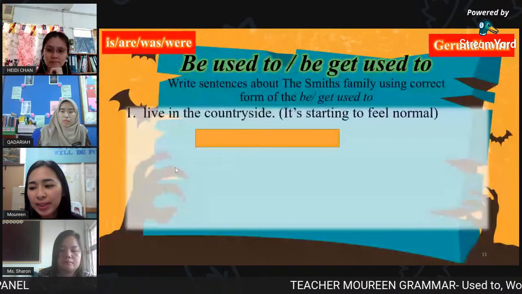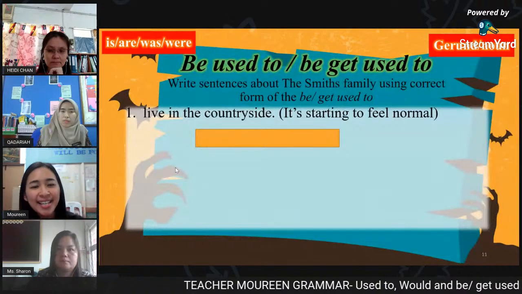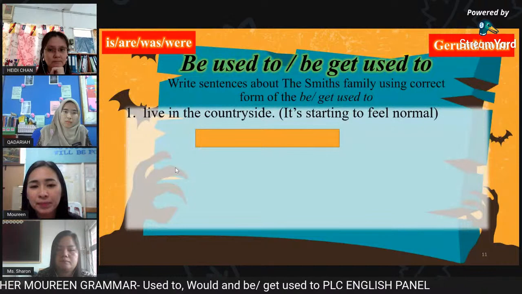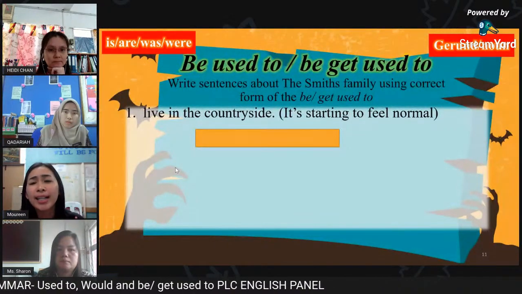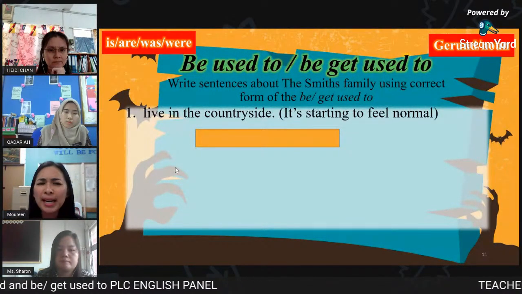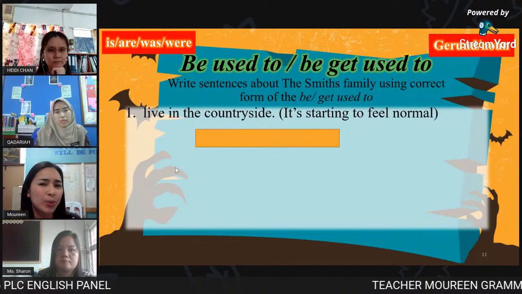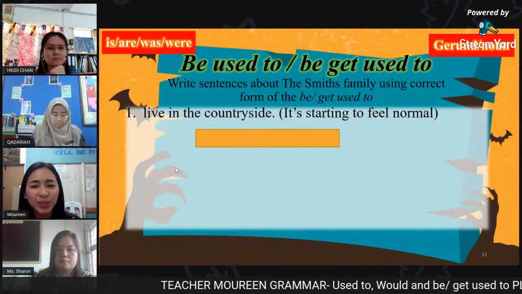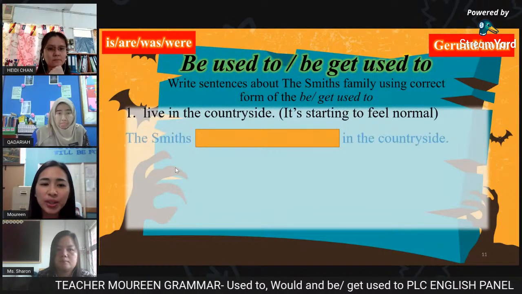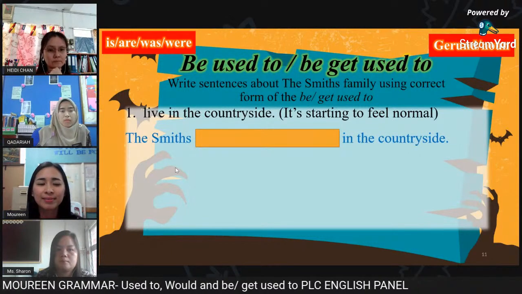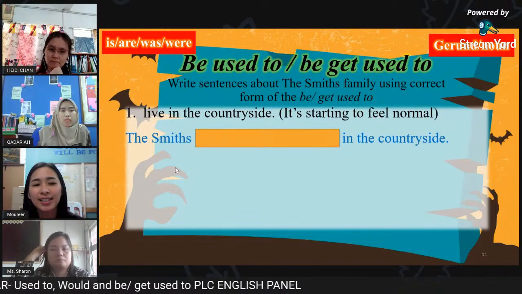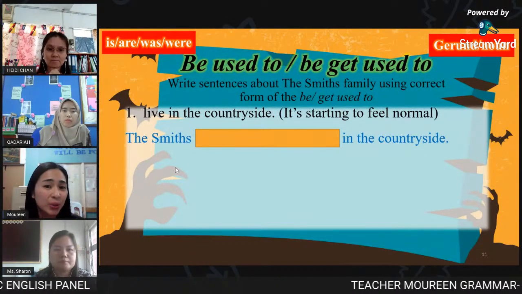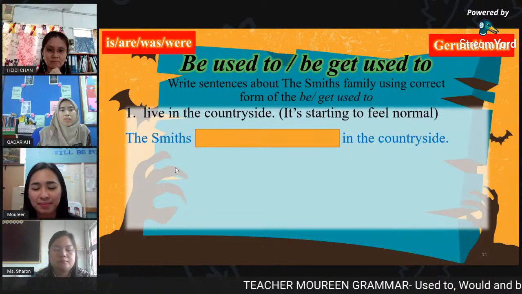So we are talking about the Smith family, class. So later the example should be about the Smith family. All right, so the Smith family starting to feel normal. The clue is given here. Starting to feel normal is be used to or be get used to. Think about it. That is your clue actually. Is starting to feel normal. So the Smith live in the countryside, be used to live in the countryside, or be get to use in the countryside.